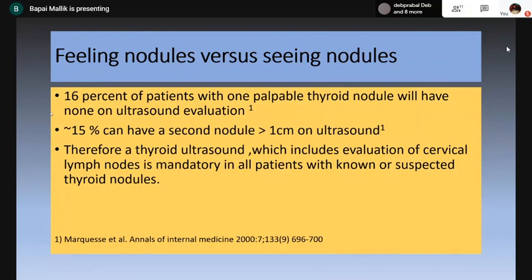And in about 15% of the cases, even if you feel one nodule, there will be at least a second nodule which is greater than 1 centimeter on the ultrasound. So if you feel a nodule, it doesn't mean that there is no other nodule, even if that nodule is a real nodule. Therefore, a thyroid ultrasound, which includes evaluation of the cervical lymph nodes, is mandatory in all patients with known or suspected thyroid nodules. That is extremely important. Before you do an FNA, there should be a thyroid ultrasound.